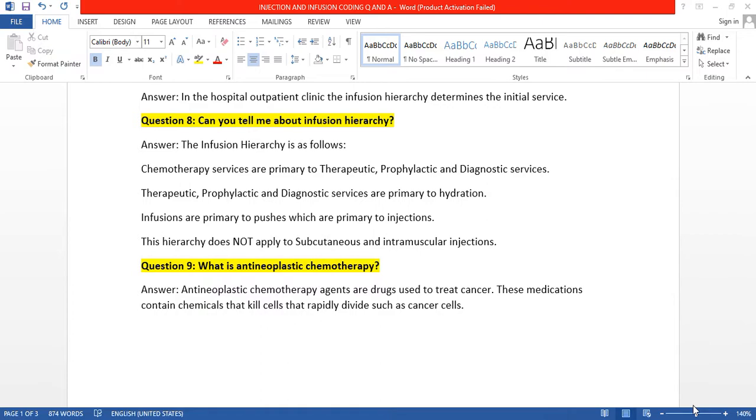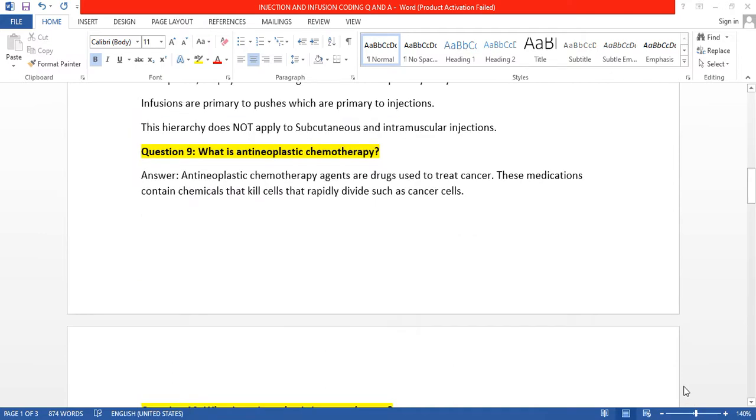So, we need to understand this. There is no hierarchy for subcutaneous and IM injections. We have a hierarchy for only infusions. Question 9. What is antineoplastic chemotherapy? Answer: antineoplastic chemotherapy agents are drugs used to treat cancer.